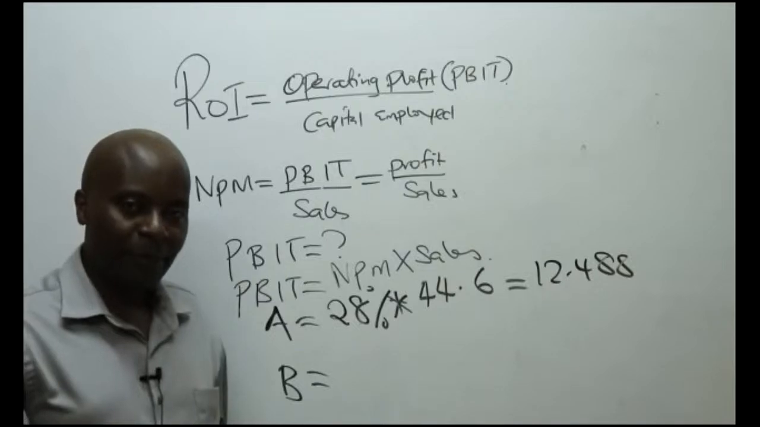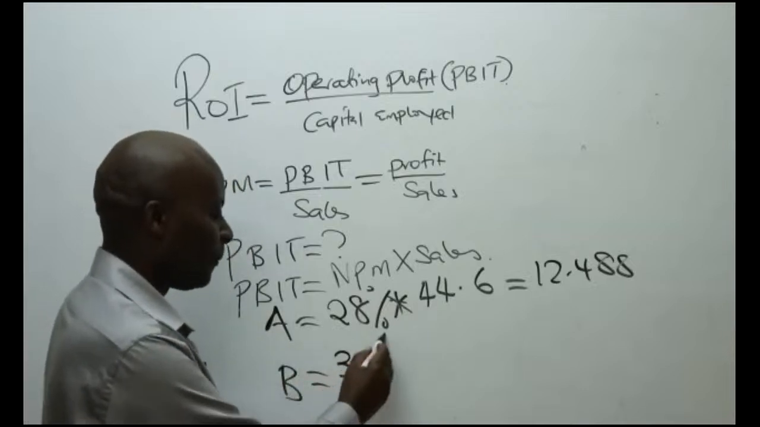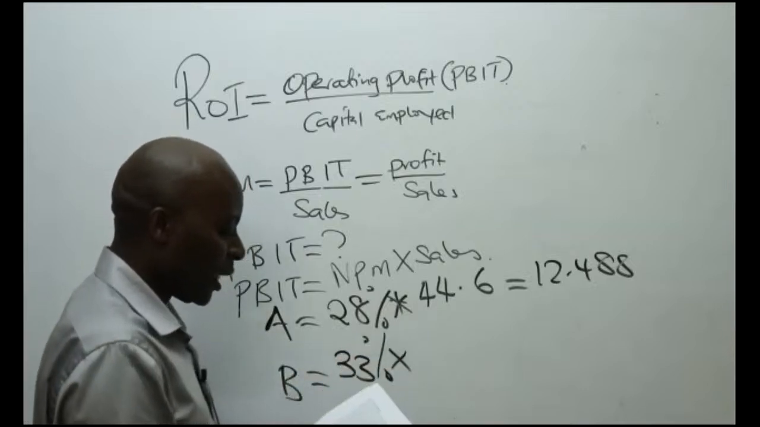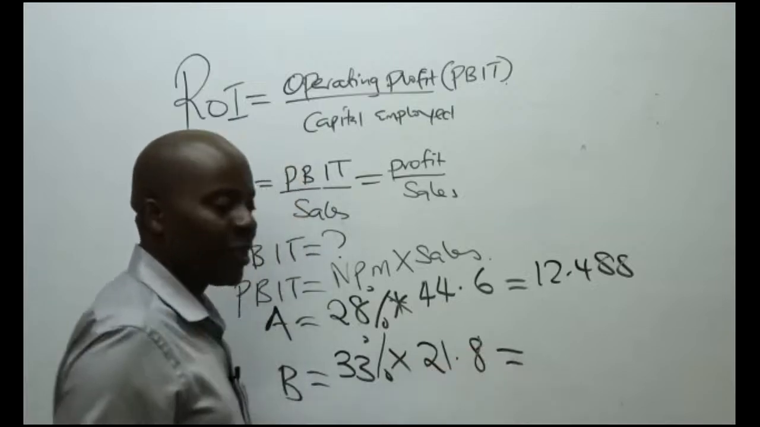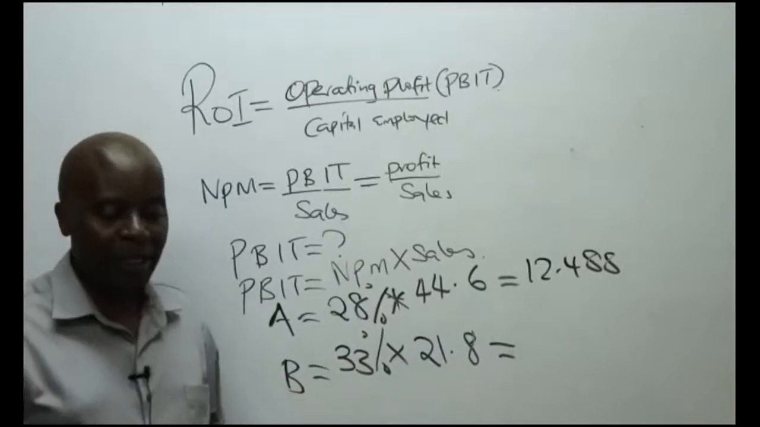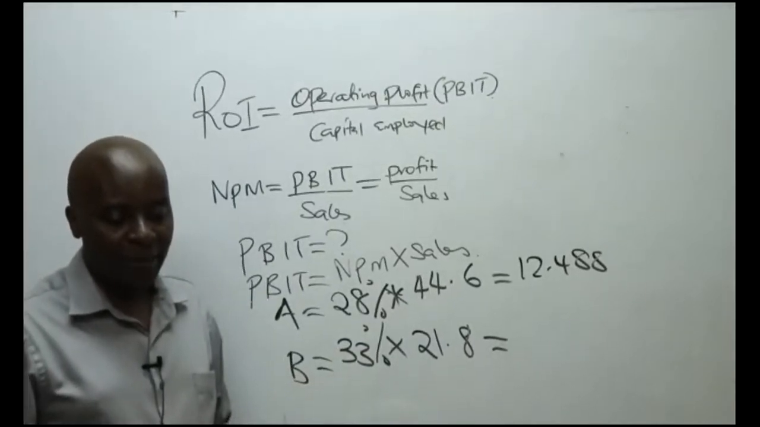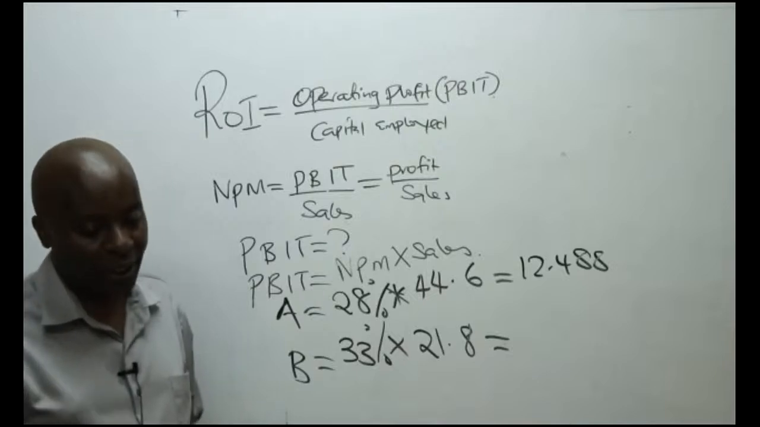How about B? Take the profit margin times the sales of the company. The profit margin here is 33% times the sales of the company, which happens to be 21.8. So 30% times 21.8. What figure are we getting?